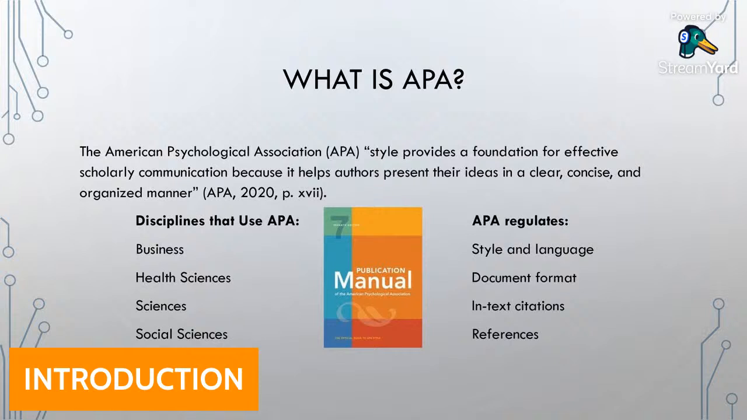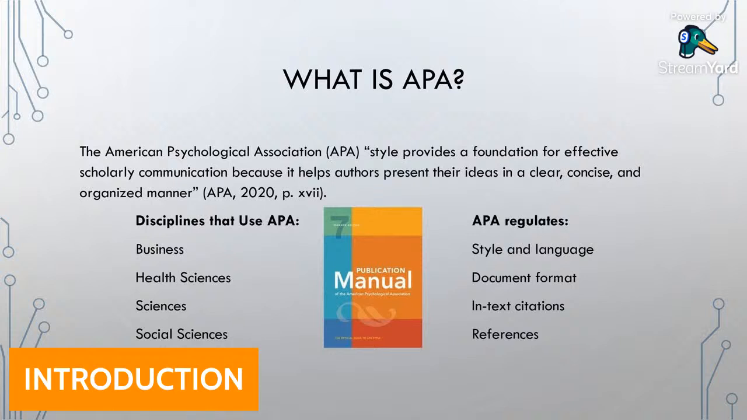Hello to everyone. Today we are going to discuss the seventh edition of the APA manual and how it is created, what are its basic rules and regulations, and how we can use it in our citation.